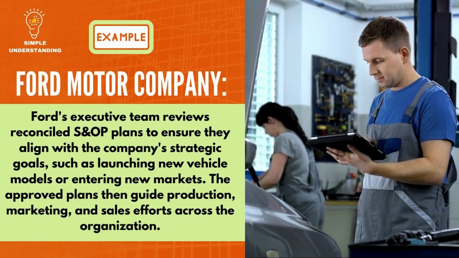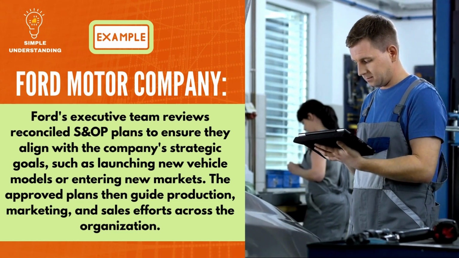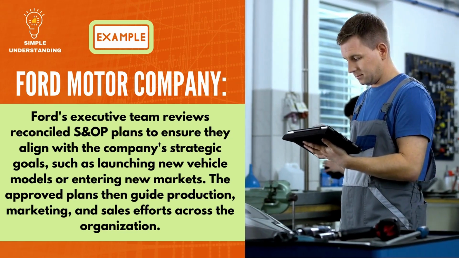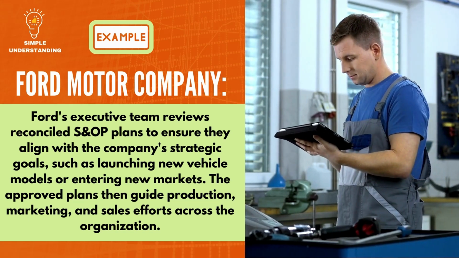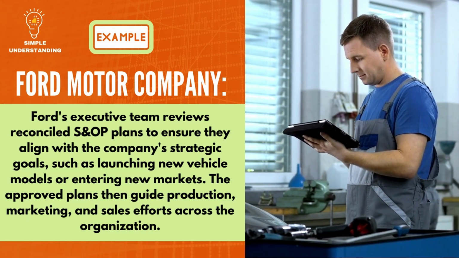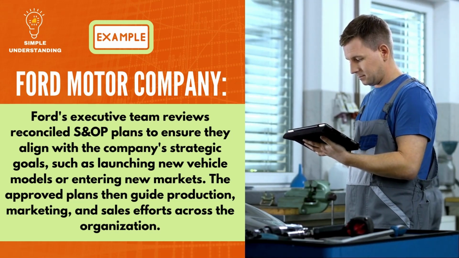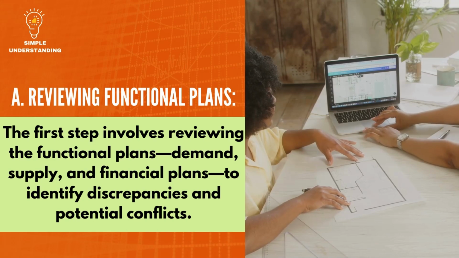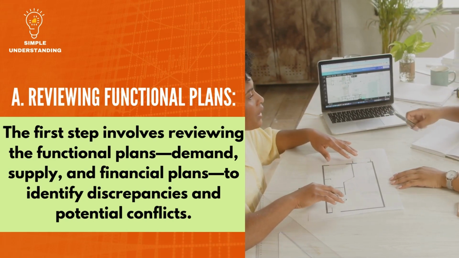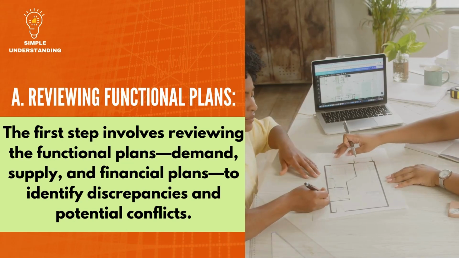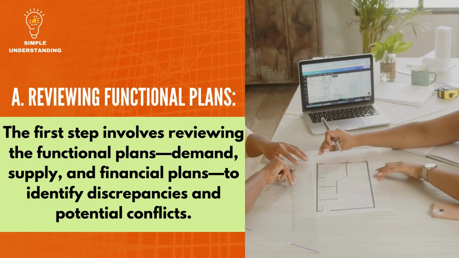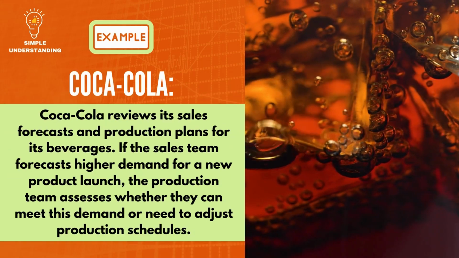Example: Ford Motor Company. Ford's executive team reviews reconciled S&OP plans to ensure they align with the company's strategic goals, such as launching new vehicle models or entering new markets. The approved plans then guide production, marketing, and sales efforts across the organization. Steps in reconciling S&OP plans. A. Reviewing functional plans. The first step involves reviewing the functional plans, demand, supply, and financial plans to identify discrepancies and potential conflicts. Example: Coca-Cola.